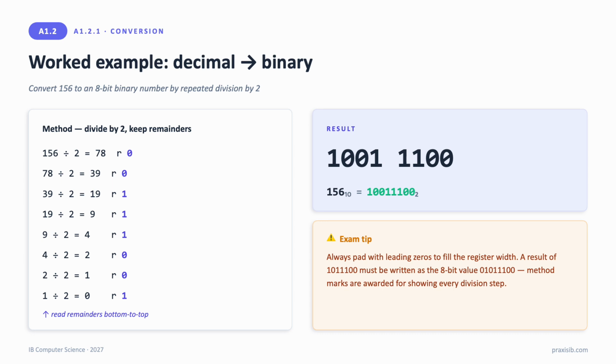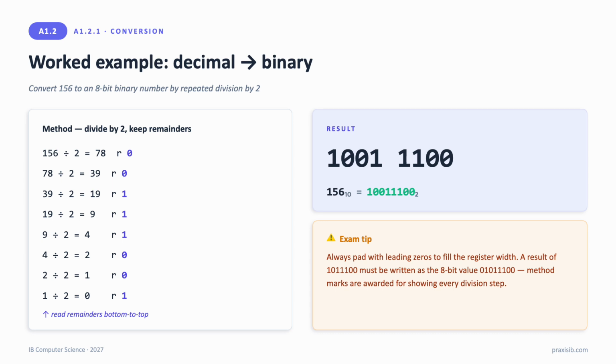39 divided by 2 is 19. Remainder is 1. 19 divided by 2 is 9. Remainder is 1. 9 divided by 2 is 4. Remainder is 1. 4 divided by 2 is 2. Remainder is 0. 2 divided by 2 is 1. Remainder is 0. And 1 divided by 2 is 0. Remainder 1. Now here's the crucial step that everybody gets wrong the first time.